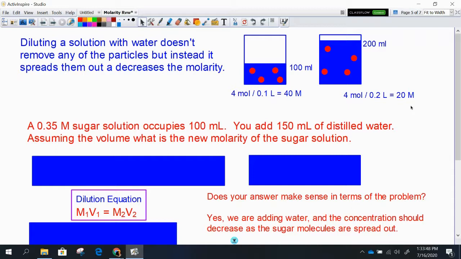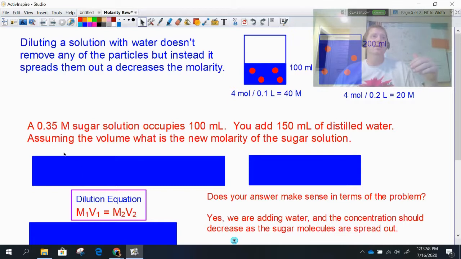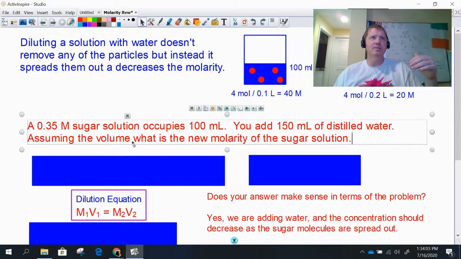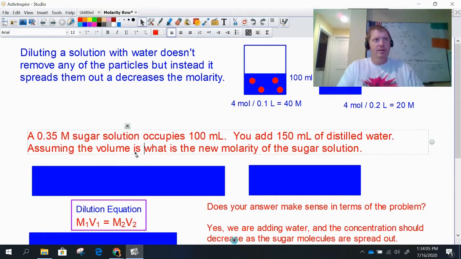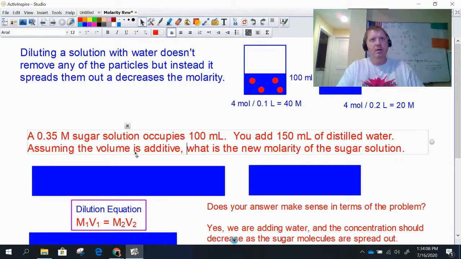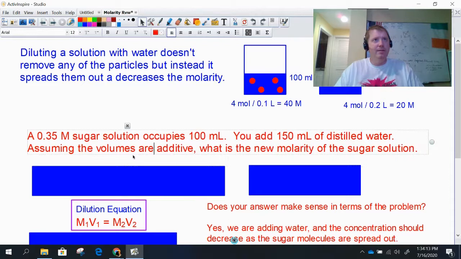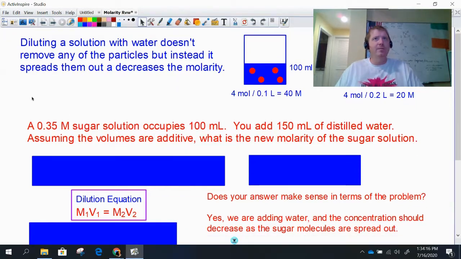So here we have a question in red. You have 0.35 molar sugar solution, which occupies 100 milliliters. You add 150 milliliters of distilled water, assuming the volumes are additive. What does that mean, additive? That means you could just add them together. 100 plus 150, the new volume is 250. So what is the new molarity?